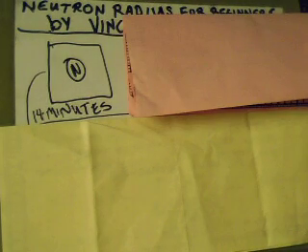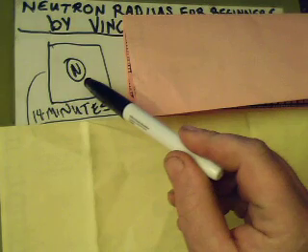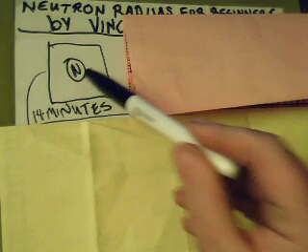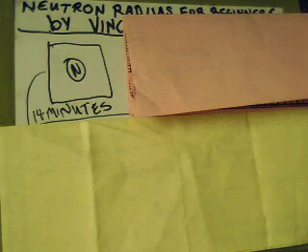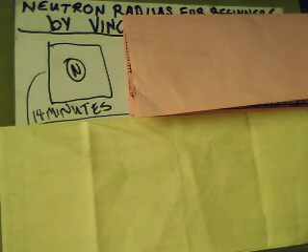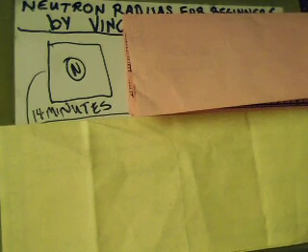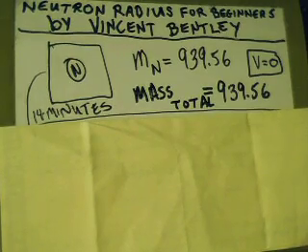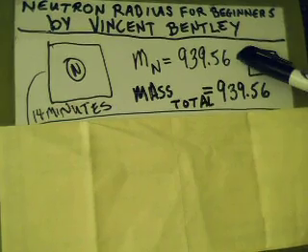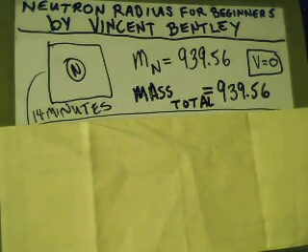If you place a neutron in a box like so, you make sure that its velocity is 0, its mass will be 939.56, like so. And so the total mass inside this box will be 939.56.